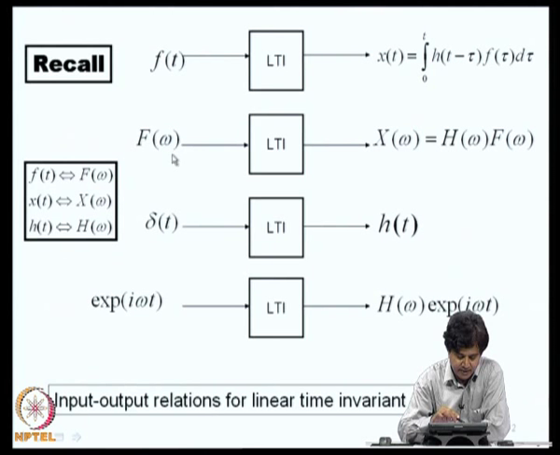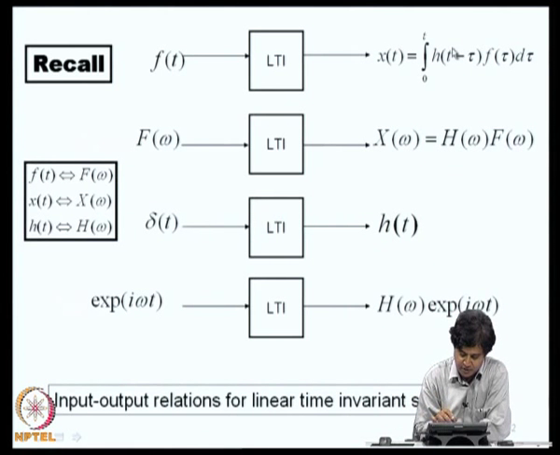If the input is specified in terms of its Fourier transform, the output Fourier transform will be given by multiplication of the frequency response function h of omega and the Fourier transform of the input. So, a convolution operation in the time domain becomes multiplication in the frequency domain.